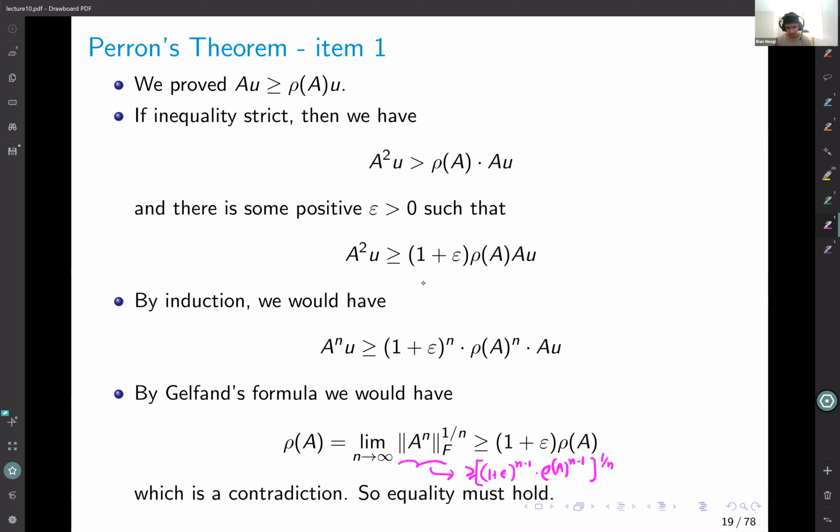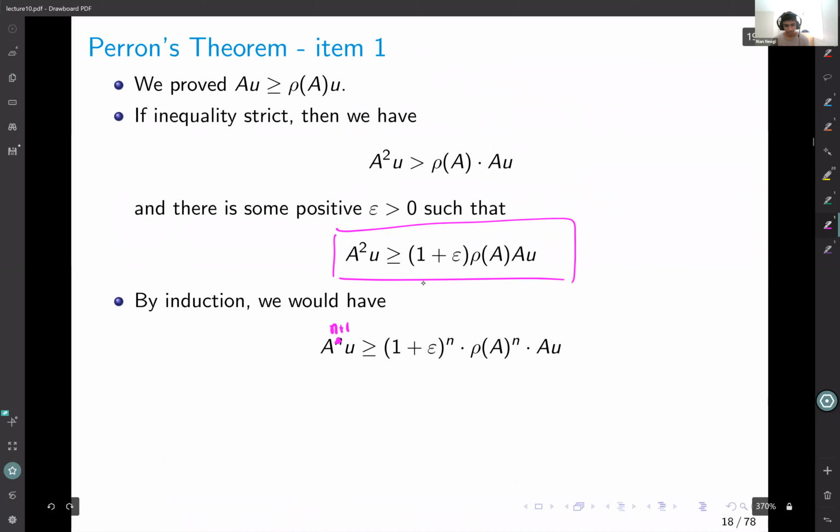Why is it n minus 1 instead of n? It's just because by induction here, we're proving that A squared u is greater or equal than 1 plus epsilon times rho. So once you multiply again, you're going to pick up A cubed of u is greater or equal than (1 plus epsilon) squared times rho of A squared. Right, so the second line should be A raised to n plus 1. Yeah, there's the n minus 1 here. Let me put n minus 1 here. Sorry, it's just backwards compatible here.